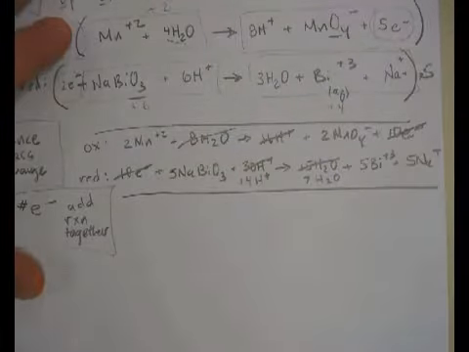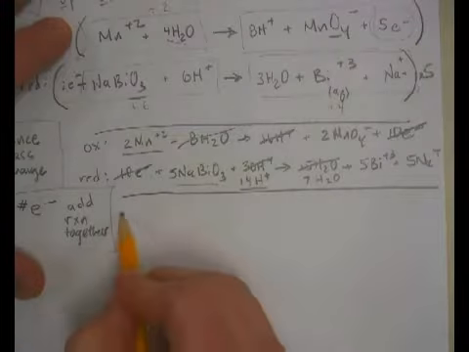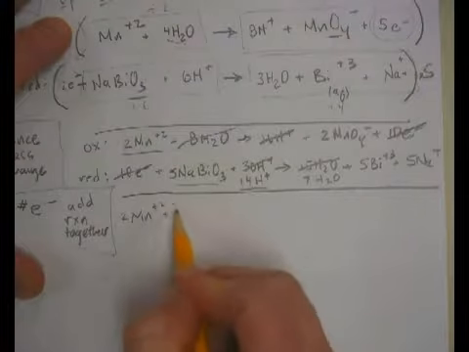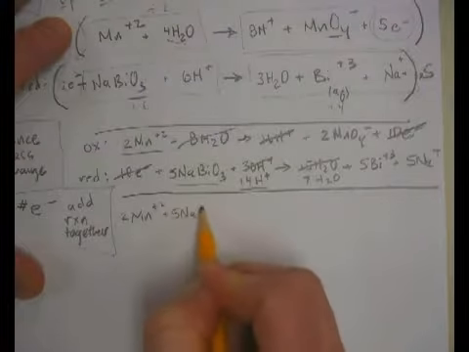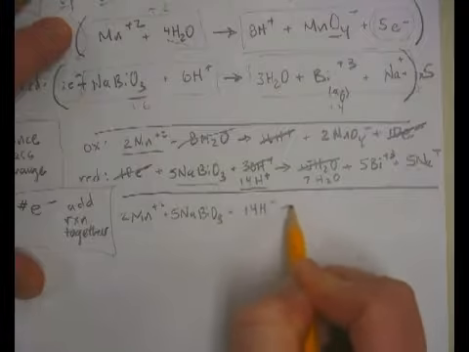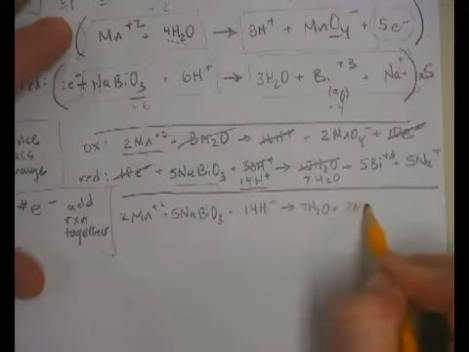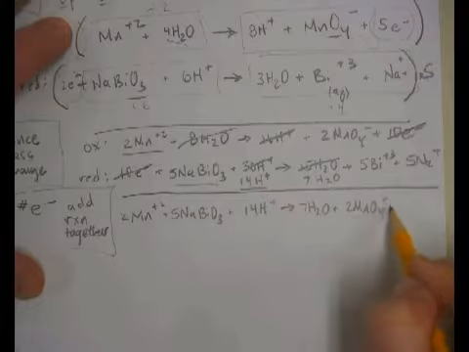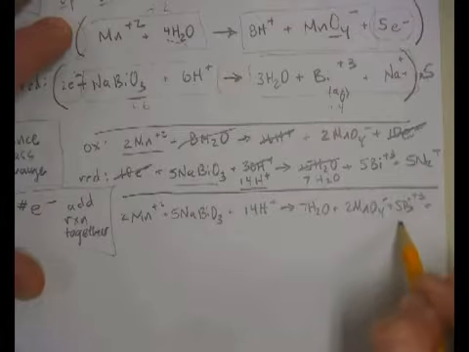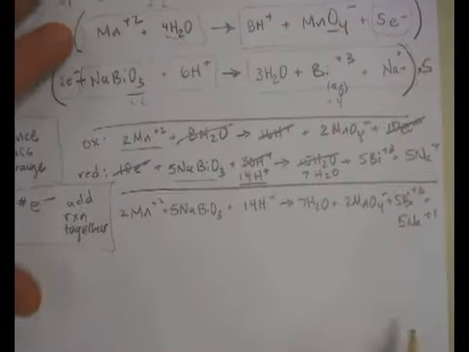Hope I don't screw this up too bad. And then what's left over on the left side is 2 Mn2+ plus 5 NaBiO3 plus 14 H+, arrow 7 H2O plus 2 MnO4- plus 5 Bi3+ plus 5 Na+ right there. Wow.